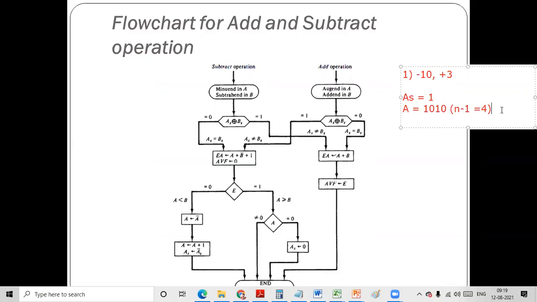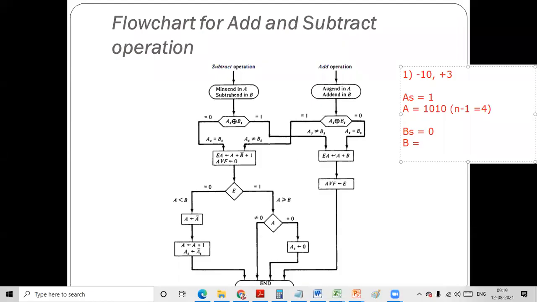Now coming to B, what is BS? 0. And what is B, the magnitude? 0 0 1 1. Right? So these are the values of AS and BS. Now you have to perform the XOR operation between AS and BS, right?